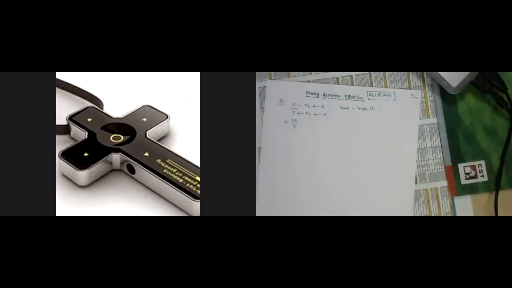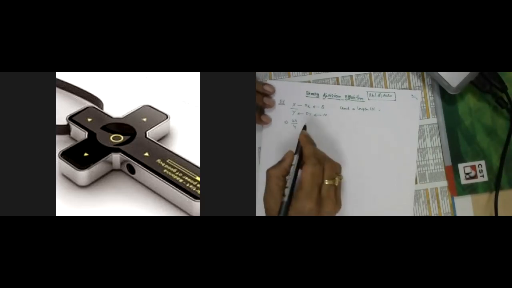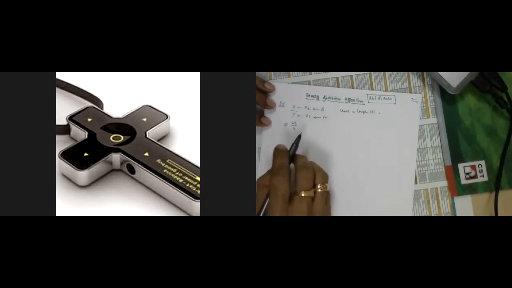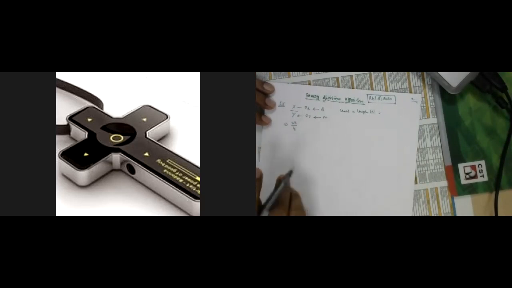Okay, good morning. Today we are going to discuss the binary division algorithm. In our previous two lectures, we have seen how to design a binary adder, binary subtractor and multiplier. Then we came to know that all the binary arithmetic will be done in terms of addition only. Today we are going to see the binary division algorithm, so that also will be in terms of addition only.